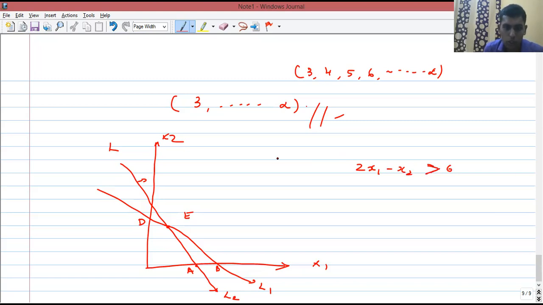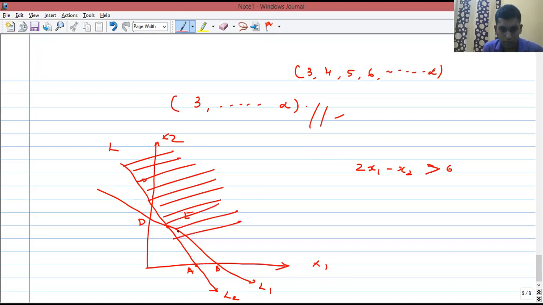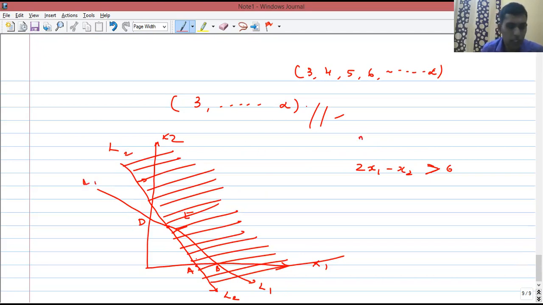Greater than 6, you have to take right side. That is the first condition, right side you have to shade. For this equation, right side I am just shading. Okay. For that L1, this is actually L1. For L1 the condition is x1 plus x2 is lesser than 4. Lesser than, left side you have to shade. L1 left side, if I am going to shade, it will be like this.